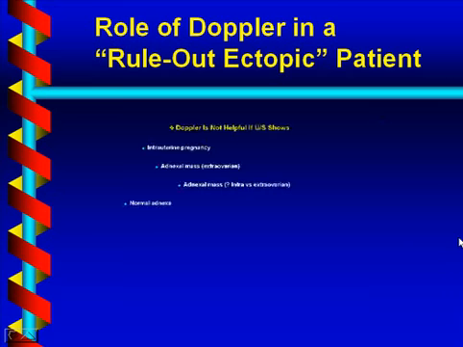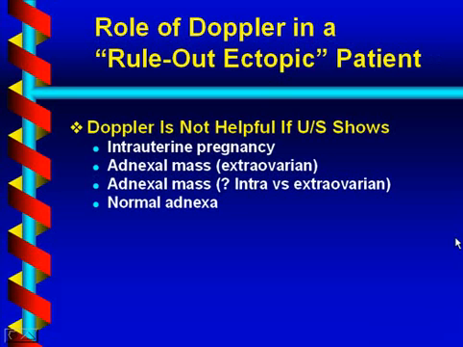What about the role of Doppler? I haven't talked about Doppler. Well, Doppler is really not helpful in almost all cases. Doppler is certainly not helpful if we see an intrauterine pregnancy. That tells us already, before we turn on any Doppler, that there's almost certainly not an ectopic. If we see an extraovarian mass, Doppler doesn't help. We already have the diagnosis of almost certain ectopic pregnancy, and Doppler is not going to change from an almost certain ectopic pregnancy, whether we see flow or no flow, in fact.